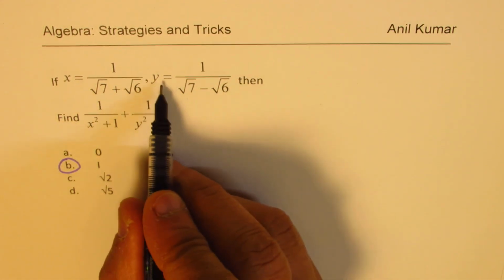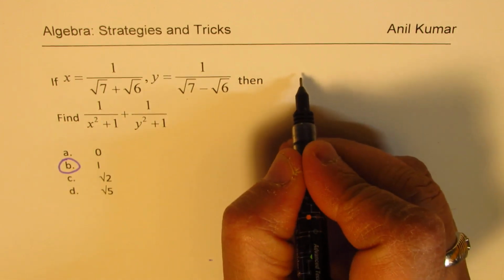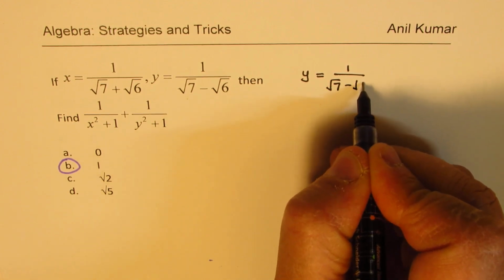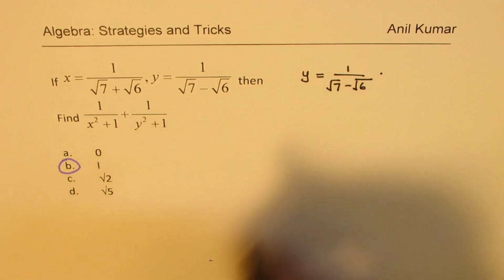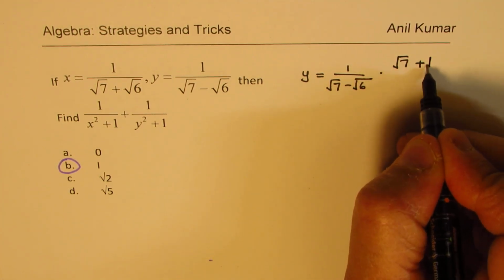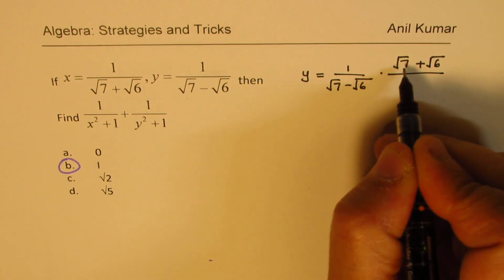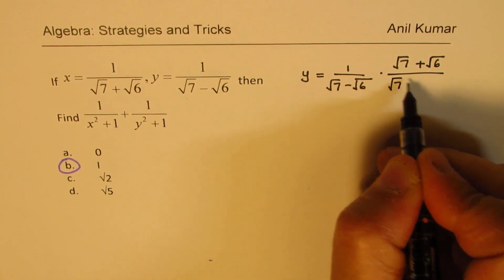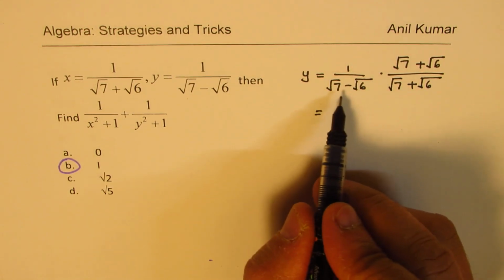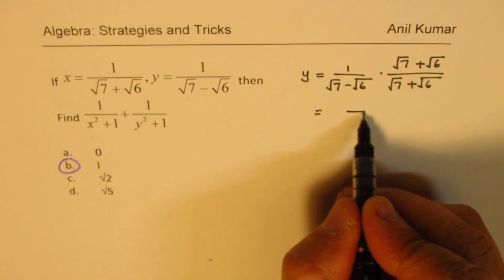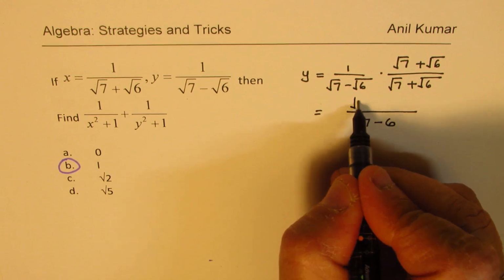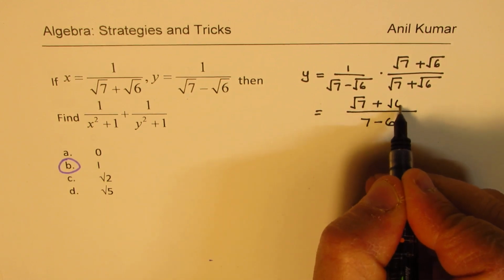Let us say I use the value of y, so I could write y equals 1 over square root of 7 minus square root of 6. So let us rationalize it. I'll have to multiply by the conjugate of the denominator, which is square root of 7 plus square root of 6 divided by square root of 7 plus square root of 6. Now when you multiply this, the denominator will be this square minus that square, that is to say, 7 minus 6. In the numerator, you get square root of 7 plus square root of 6.